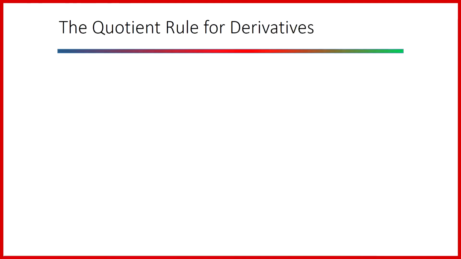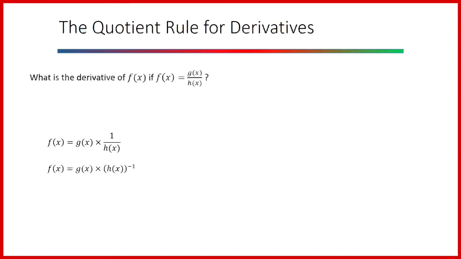Specifically, let's ask the question, what's the derivative of f(x) if f(x) equals g(x) divided by h(x)? Well, first, let's remember that we can simply rewrite this as f(x) equals g(x) times 1 over h(x). And we can also remember that 1 divided by something is equal to that something raised to the negative 1 power, so we can rewrite this as f(x) equals g(x) times h(x) to the negative 1.